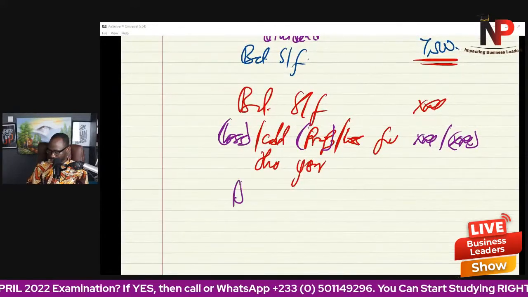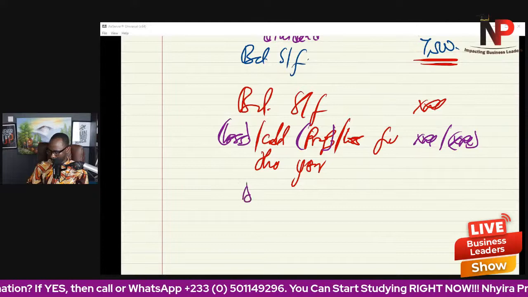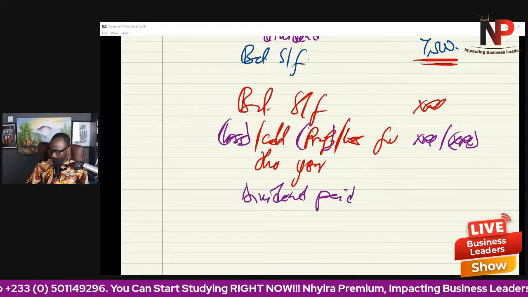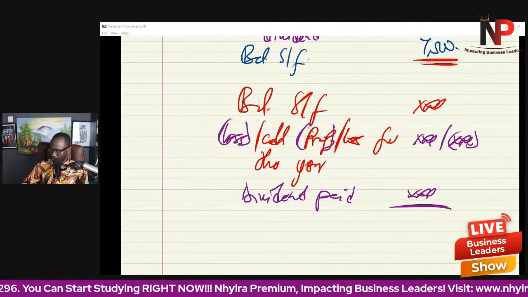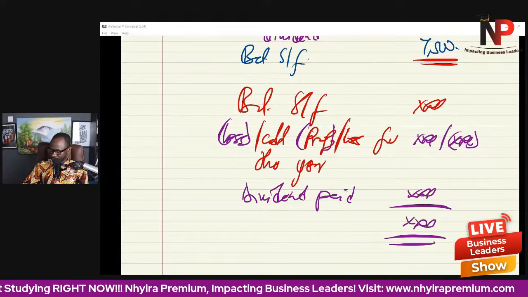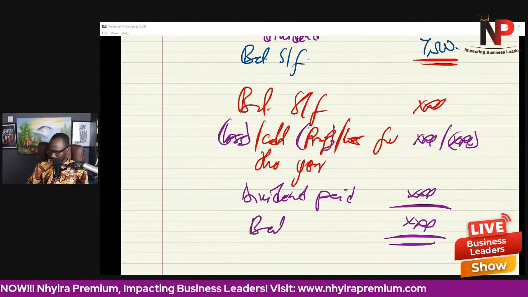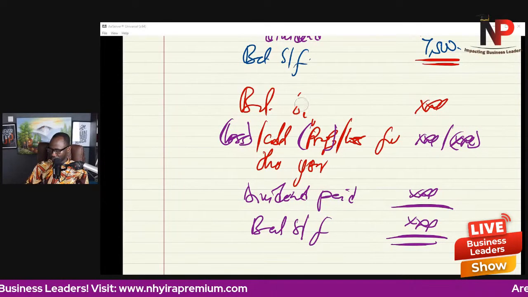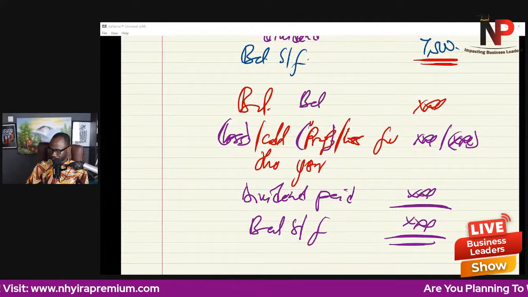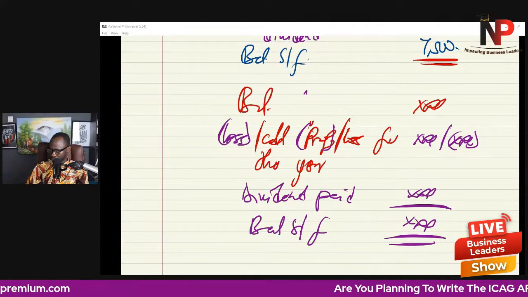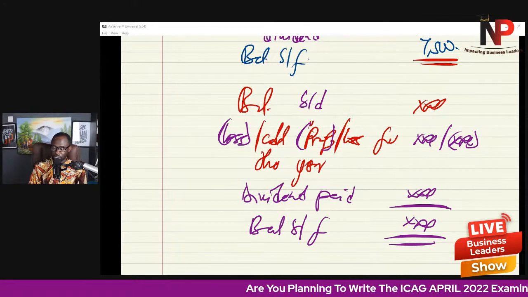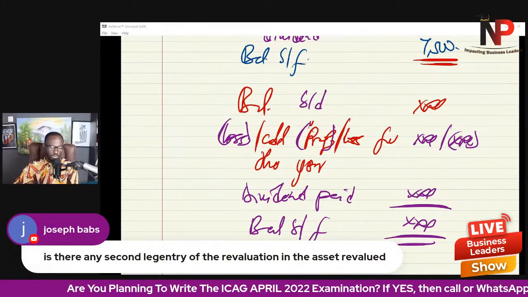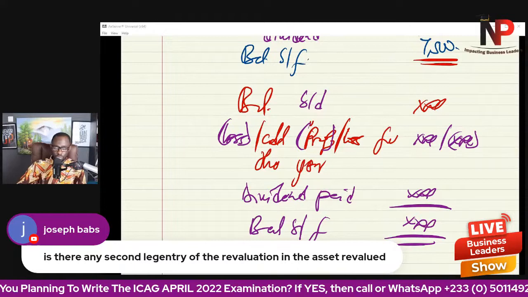Then dividend paid for the year is an outflow that must be added back. The balancing figure is the balance brought forward, which is the opening balance. This is the closing balance. Balance brought down. So that is the issue there. So if you want an approach, probably that's what you can follow.